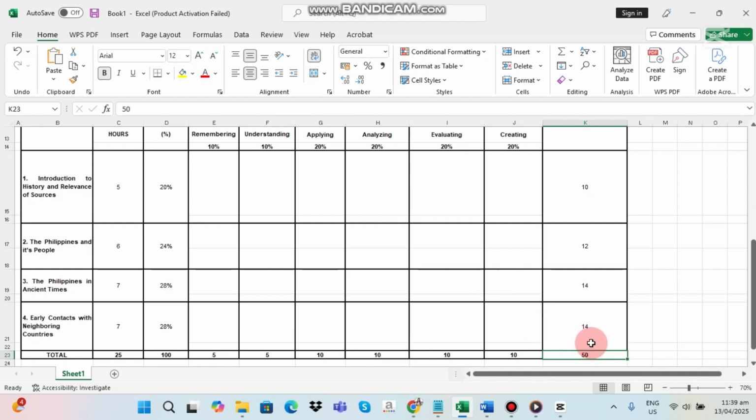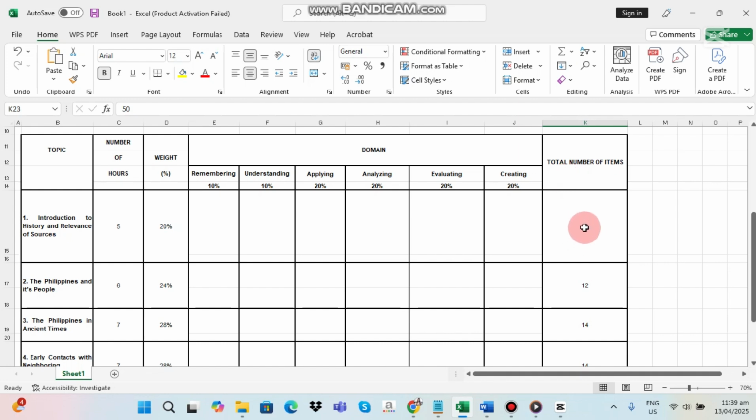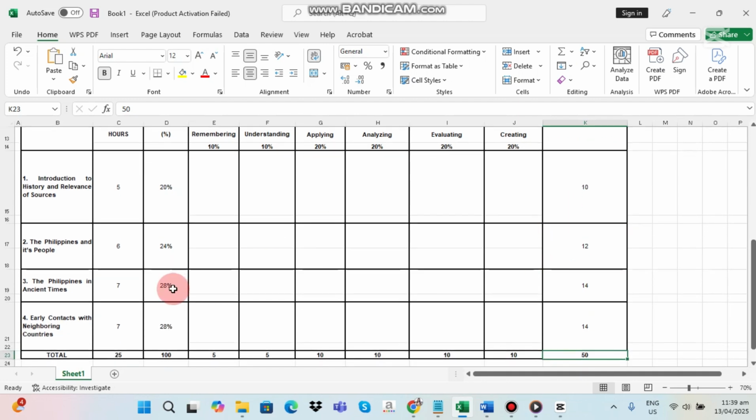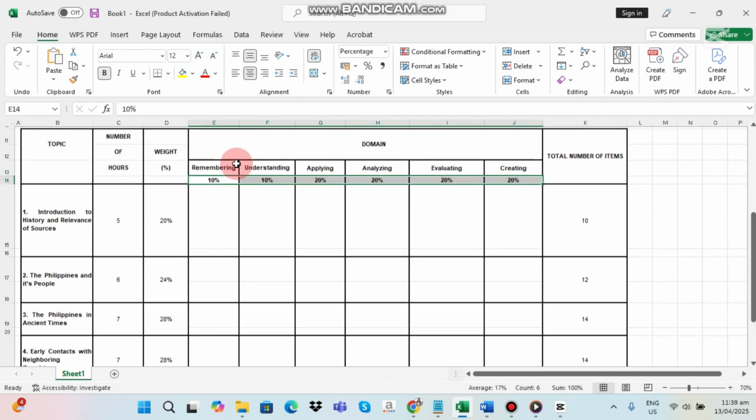15. The total number of items. So if ever you are questioning what is the purpose of this number right here, so this 5, 5, 10, 10, 10, and 10, it corresponds to the percentage that we have here at the top of the domain.